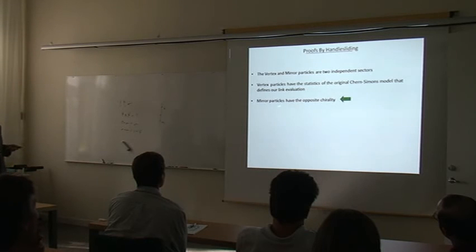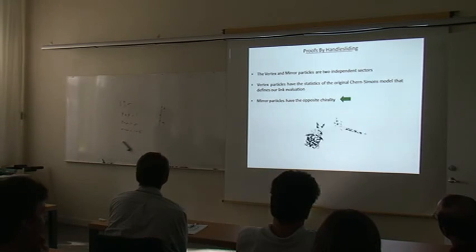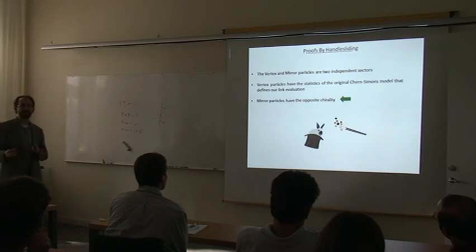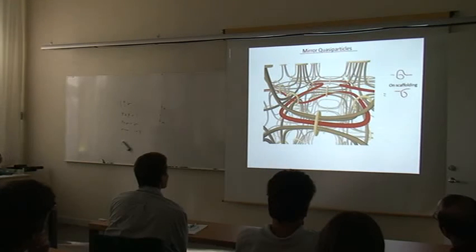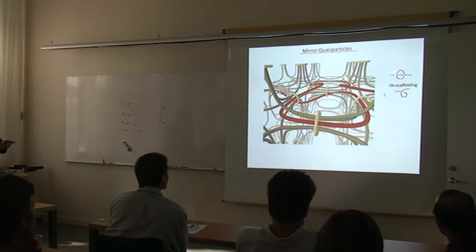Here's the interesting one. The mirror particles, I claim they have the opposite chirality from the original one. So for this, I have to kind of pull a rabbit out of my hat. How on earth, in a right-handed Chern-Simons theory, how am I going to get left-handed particles? So here's the cool thing. Okay. So this is the knot I'm going to look at just as an example. I've drawn it in three dimensions here, but it's probably easier just to see it in two dimensions. It just looks like that.